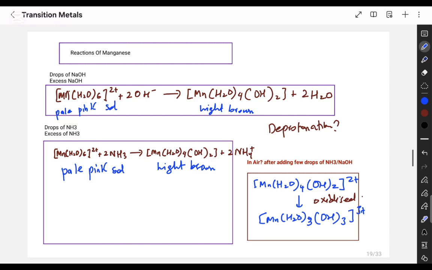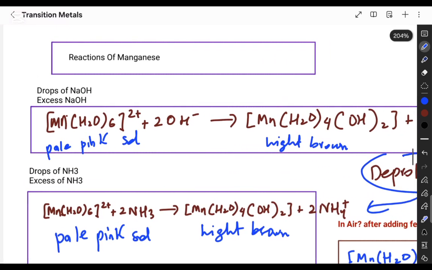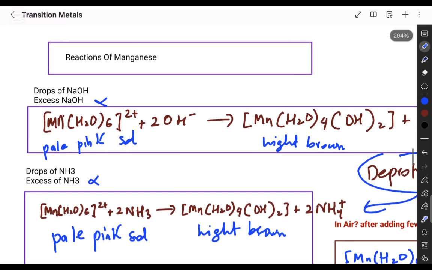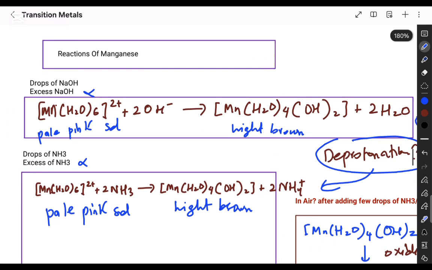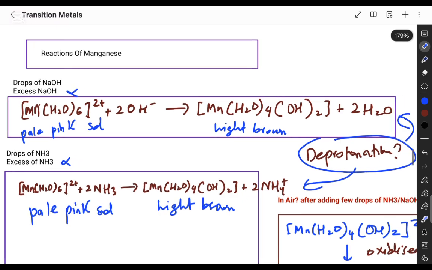The final one again is going to be manganese, and we have our reactions here for manganese. So manganese is going to undergo deprotonation only, no ligand exchange. It doesn't react with excess NaOH or excess NH3. It only reacts when you add a little bit of NaOH or ammonia.